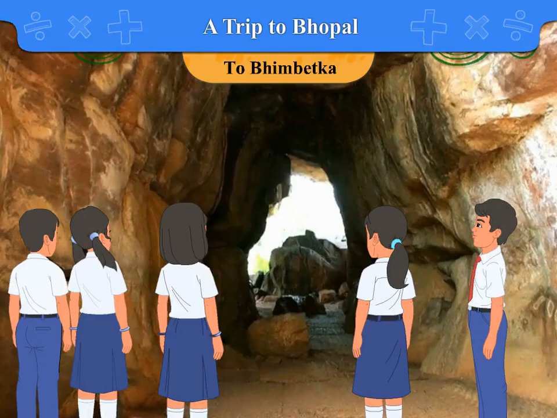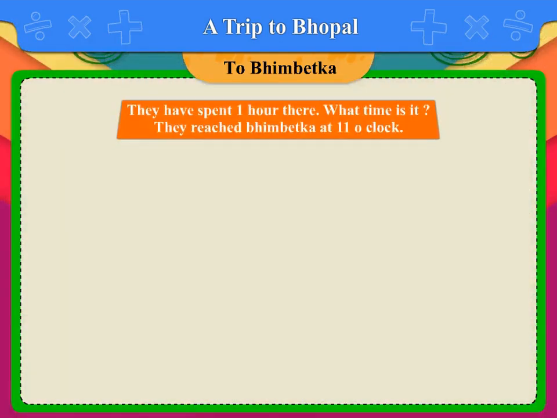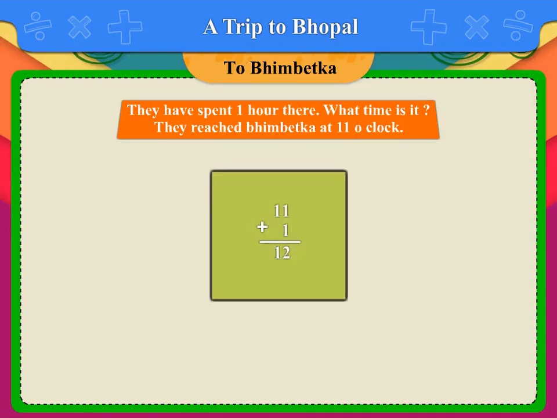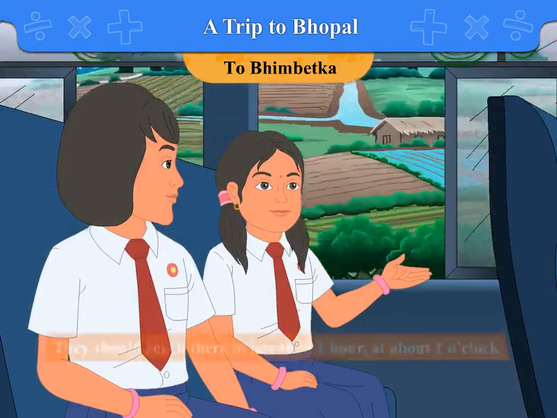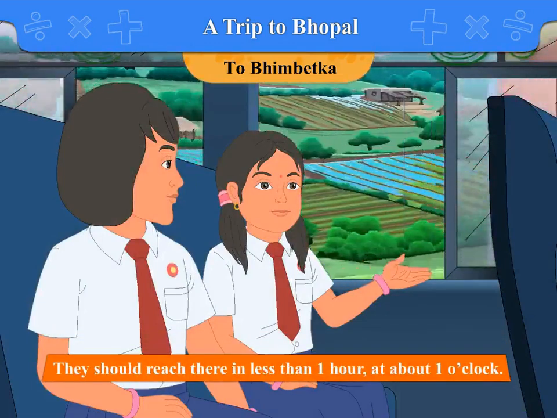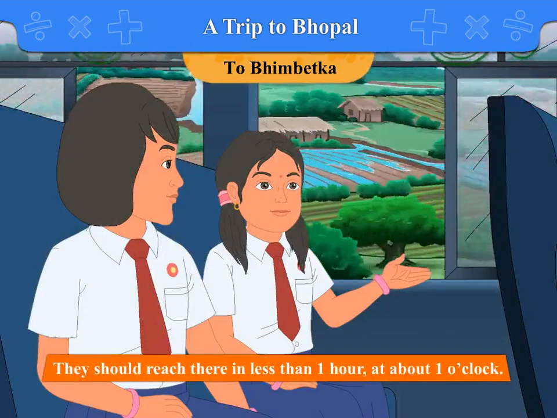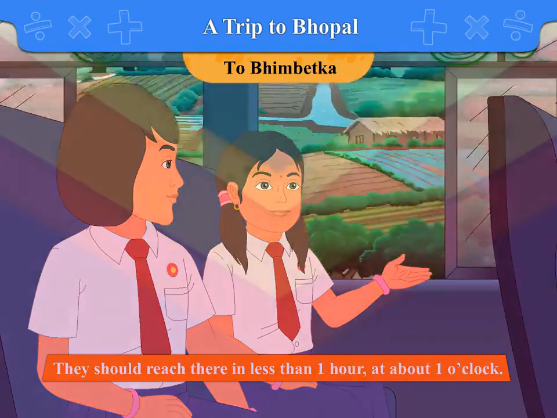It is time to leave Bhimbetka. They have spent 1 hour there. What time is it? They reached Bhimbetka at 11 o'clock. Having spent 1 hour in Bhimbetka, 11 plus 1 is equal to 12. Hence, they left at 12 o'clock. They are now moving towards Bhopal. They should reach there in less than 1 hour, at about 1 o'clock.